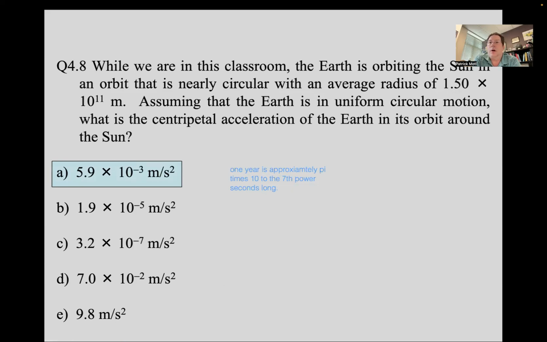The answer for our annual motion around the sun, our revolution, is about 6 times 10 to the minus 3 meters per second squared. That's coming from v squared over r, where v is the circumference over the period, and then you also have the radius. So you can put it all together in one grand equation, and it works out to be fairly small compared to the acceleration due to Earth's gravity.